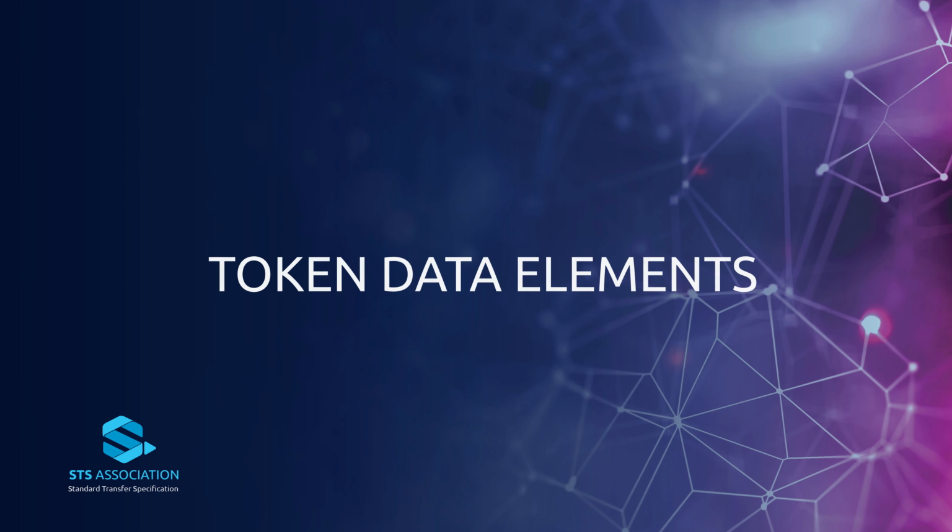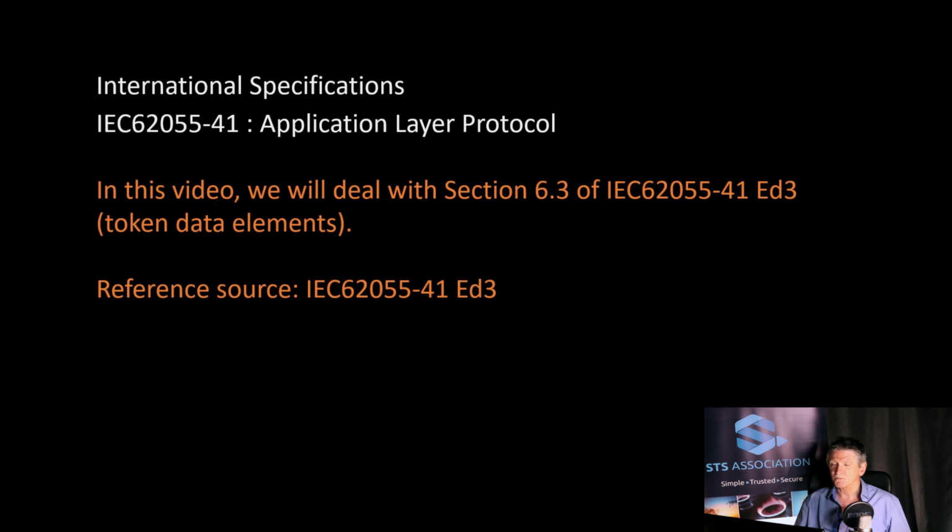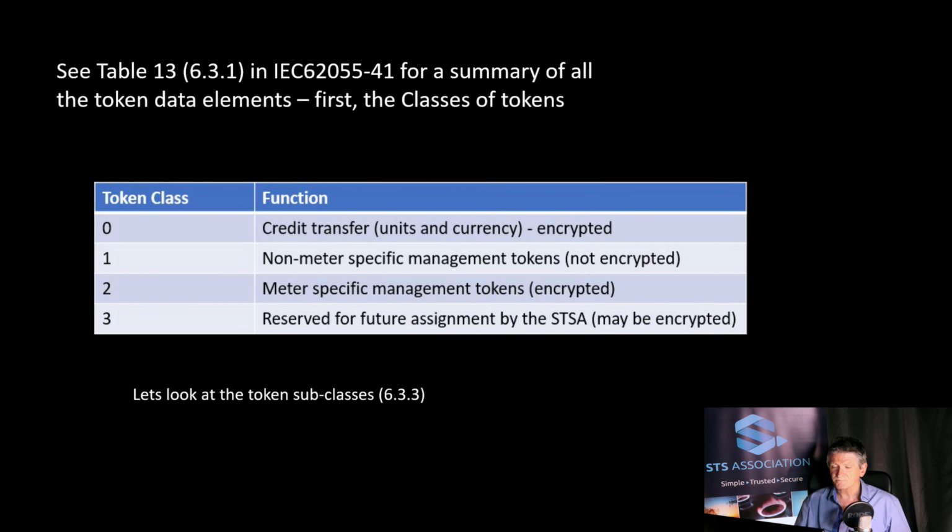In this video we will deal with section 6.3 of the IEC 62055-41 edition 3, token data elements. The reference source for these videos is the 62055-41 edition 3 document. So you can refer to table 13, clause 6.3.1 in the document for a summary of all the token data elements. But first, let's just have a look at the classes of tokens.